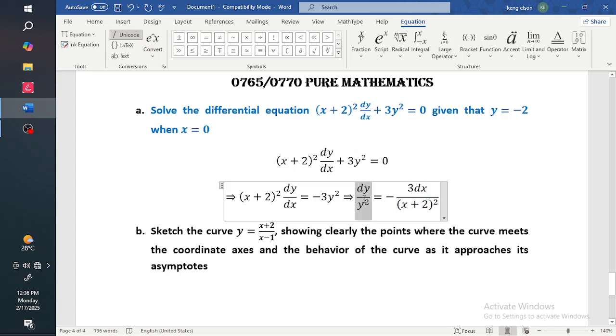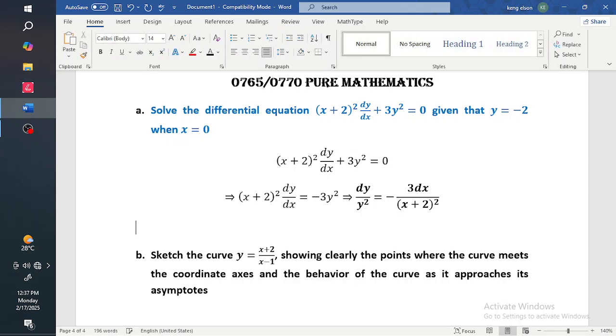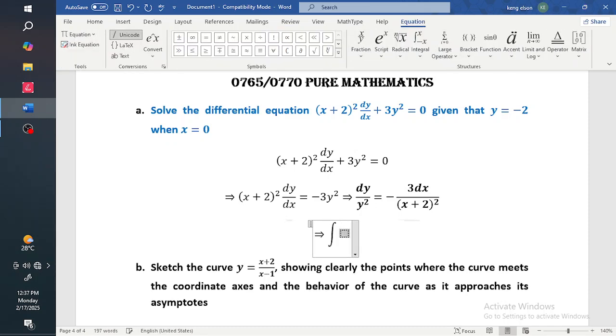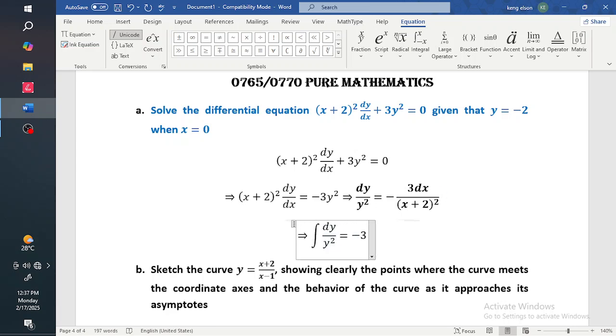You realize that everything that concerns y is on one side and everything that concerns x is on the other side. You could still decide to divide all through by the -3 and put the -3 down here, no problem. But just to avoid cases of mistakes, I just allow the -3 to stay on the right hand side. So when I'm done separating variables, the next thing to do is that I integrate both sides. So I integrate dy/y², and here -3 is a constant, so it is out of the integral. Then I integrate dx/(x + 2)².